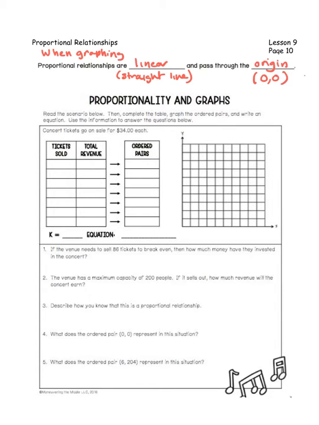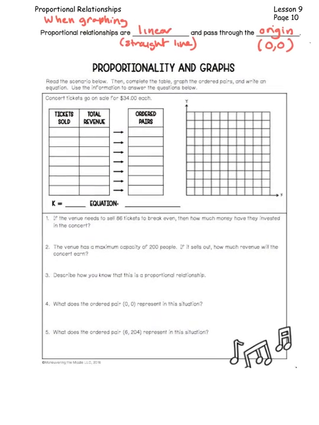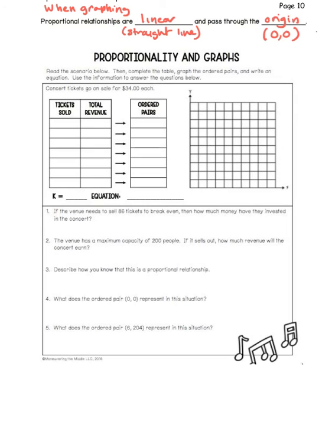So this is a continuation of yesterday's lesson on proportionality and graphs. So it says, read through the scenario below, then complete the table, graph the ordered pairs, and write an equation. Use the information to answer the questions below. So the good news is this starts out very much like our last lesson did, very similar.